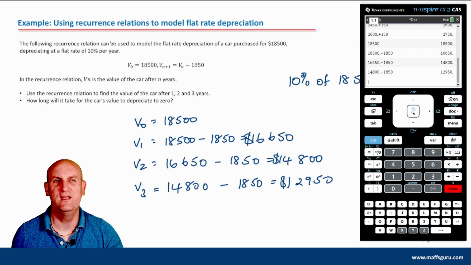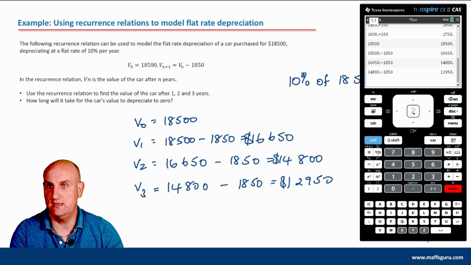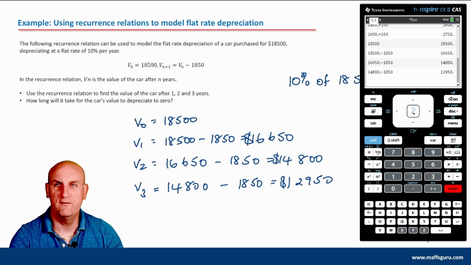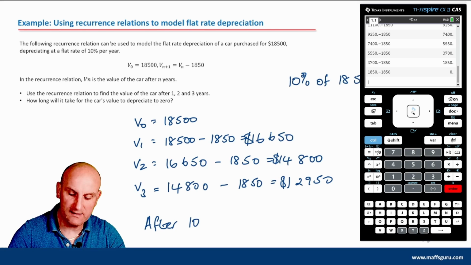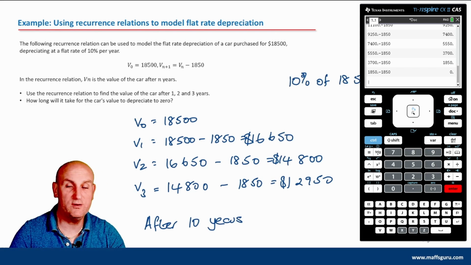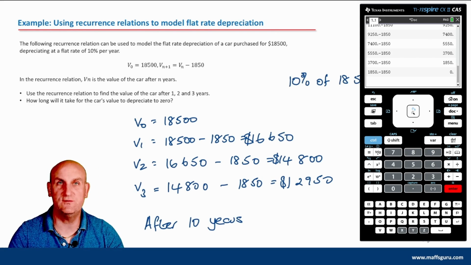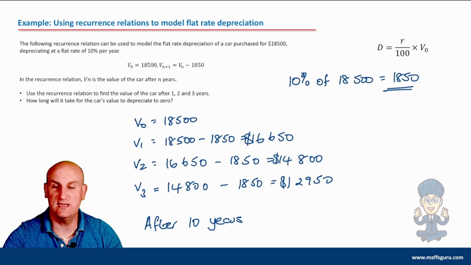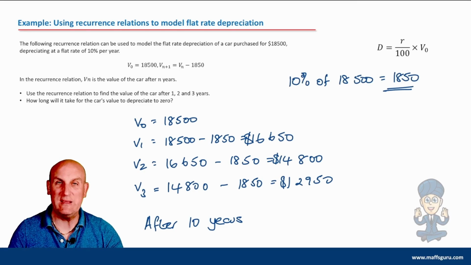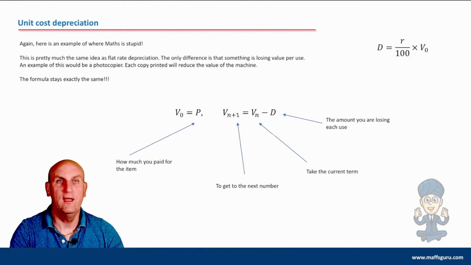How long will it take for the car's value to depreciate to zero? Well, okay, we got all the hard work on my screen there, yeah? So that was after 3 years. 4, 5, 6, 7, 8, 9, 10. Right there. So after 10 years. And if you want to know what I was doing there, I was just pressing the enter key. Once you've got the ANS minus 1850, every time you hit enter, it just does the same calculation for you, yeah? Easy peasy lemon squeezy.